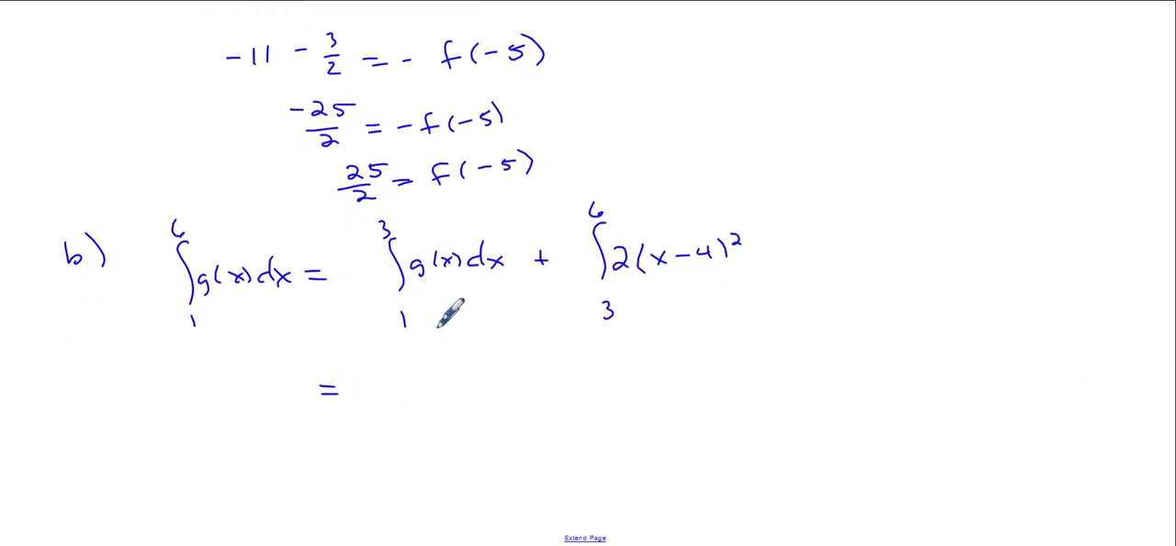Alright, area under the curve from 1 to 3, that looks like a 2 by 2 square, so that's 4. Plus, okay, the 2 is a constant multiplier. Oh, I forgot dx up here. The 2 is a constant multiplier, put that in front, right? Then we definitely have a composite function, but the inner function is a linear function, lead coefficient 1, so we don't need to do u substitution. You can if you want to, but we don't have to. So then the antiderivative will be 2 times 1/3 (x minus 4) cubed, evaluated from 3 to 6.